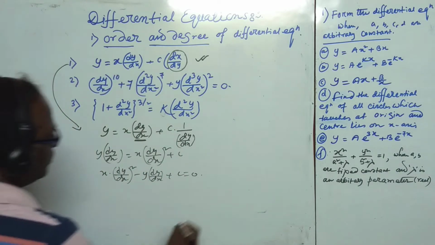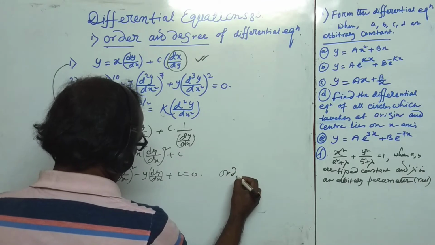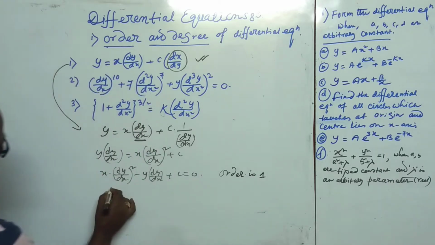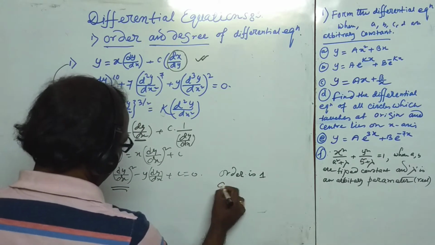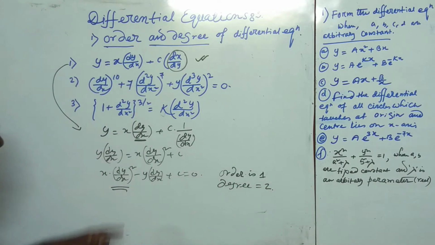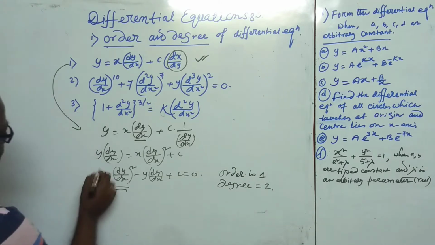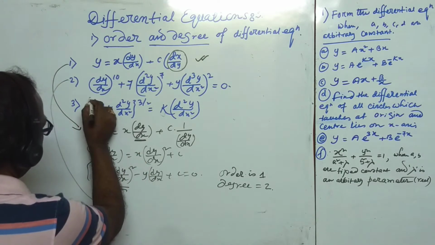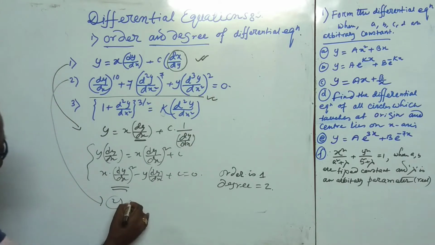So, order is 1 and degree of this equation is equal to 2. So, the highest order is dy by dx and the power is 2 here. Degree is always a positive integer, okay, and order also, and this is the order and degree of the first differential equation. Again, for question number 2, the highest order of this differential equation is 3, so order is 3.